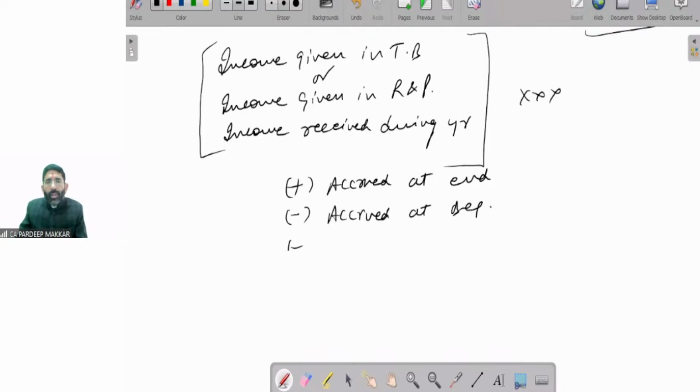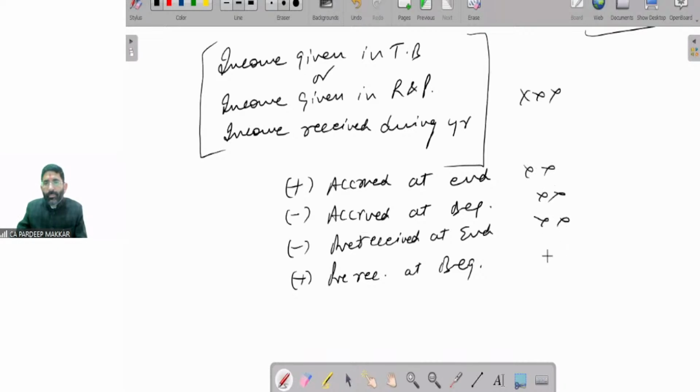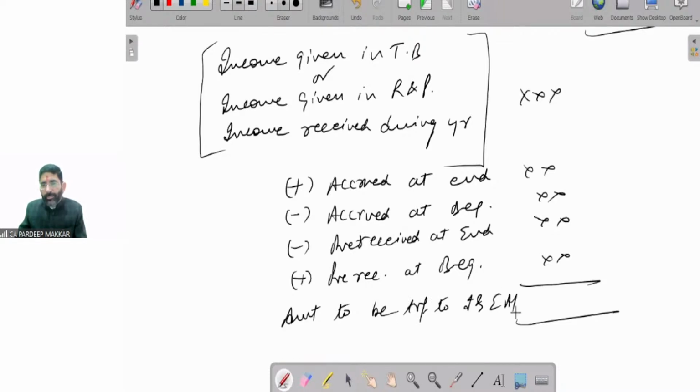then pre-received, here we are using the word pre-received, at the end is to be deducted, and pre-received at the beginning is to be added. And finally, what we will get? We will get the amount to be transferred to income and expenditure account. Note it down fast.